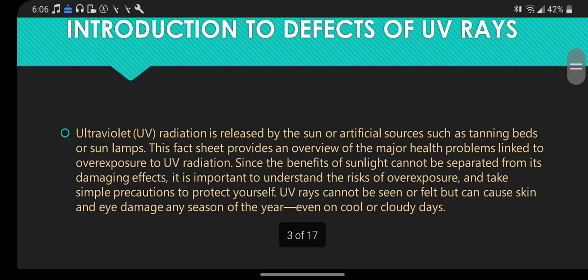Introduction to the effects of UV rays. UV radiation is released by the sun or artificial sources such as tanning beds and sun lamps. This fact sheet provides an overview of major health problems linked to overexposure to UV rays. Since the benefit of sunlight cannot be separated from its damaging effects, it is important to understand the risk of overexposure and take simple precautions to protect yourself.